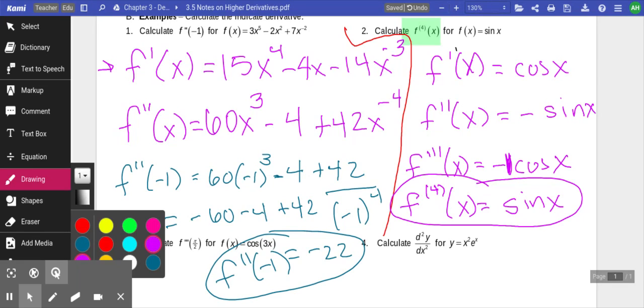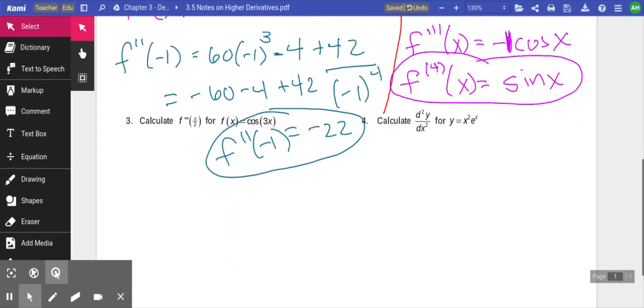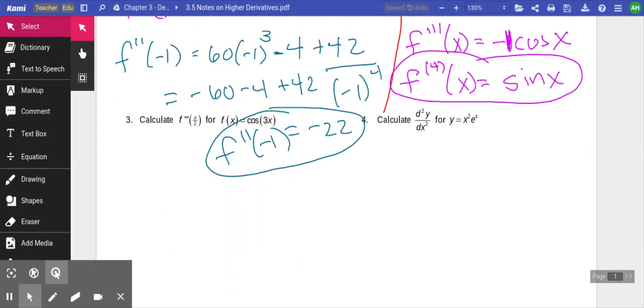Your job is to do 3 and 4. And if you notice, I wasn't very kind, was I? Because in 3, it looks like you have a composite function to deal with, and in 4, you have 2 functions happening there. You have to think about what to do with those. So do your best. We'll go over this in class, and you're going to turn in this document on Classroom.